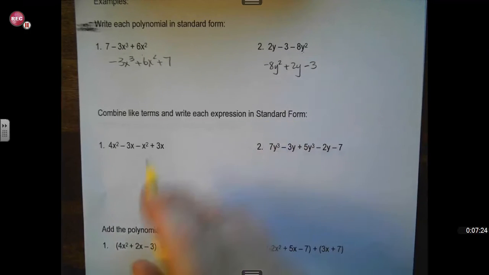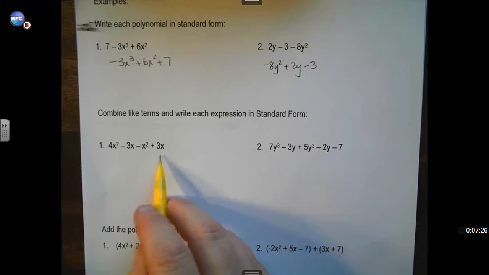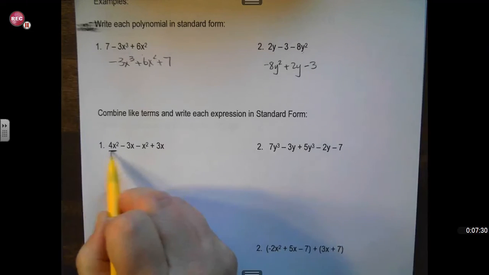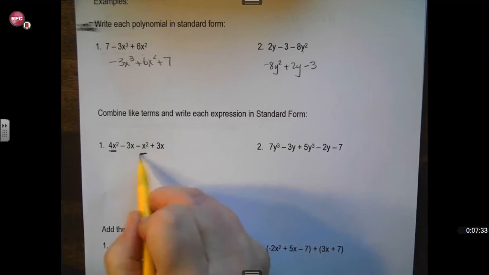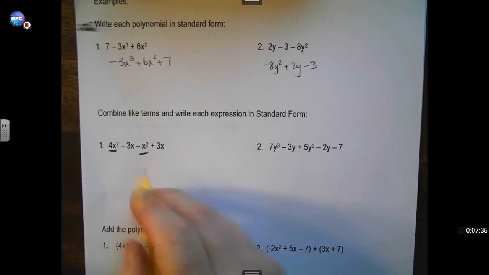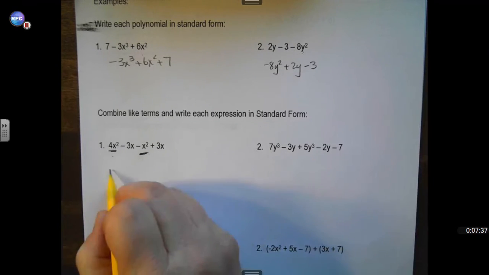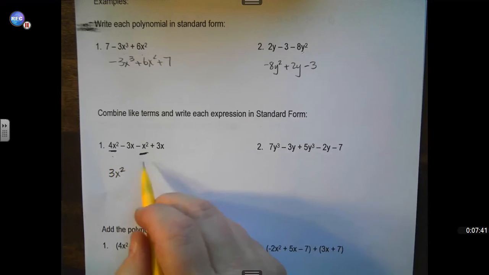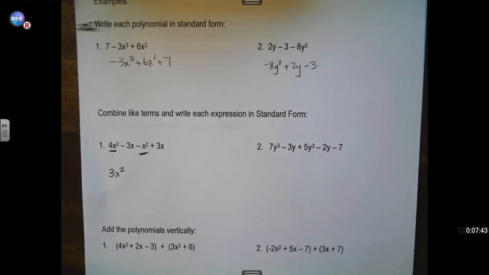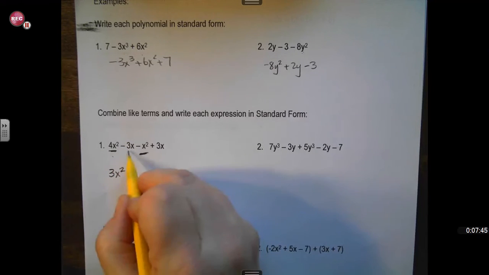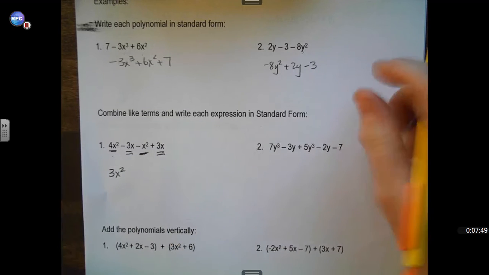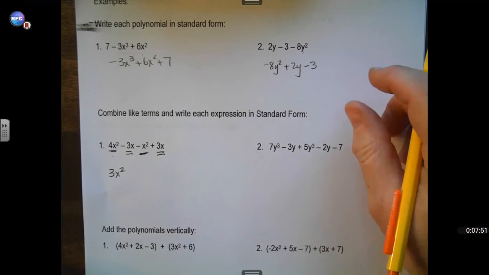Okay? So looking here, I like to write it down, and then I ask, is there anything that goes with 4x squared? Yep, there's another x squared right there. So 4x squared minus x squared is 3x squared. I do the addition or subtraction, and the variable part stays the same. And then here's negative 3x plus 3x. That's going to be 0. So my answer is just 3x squared.